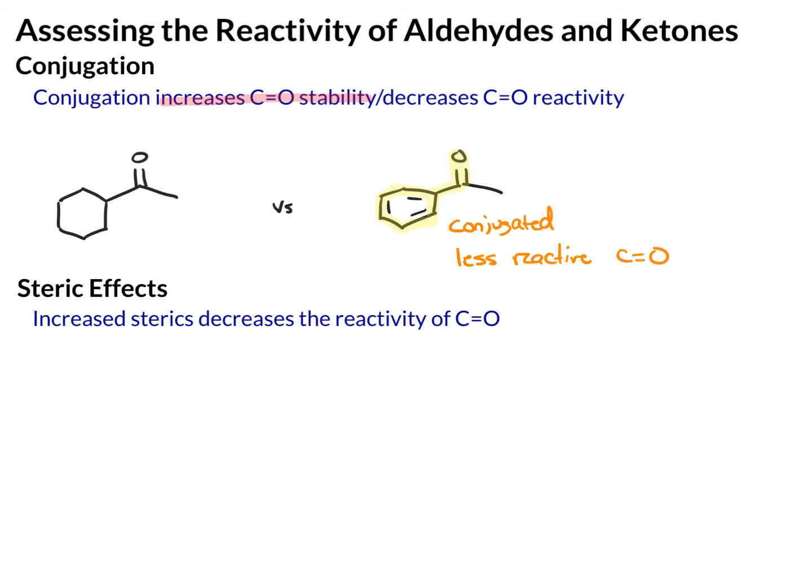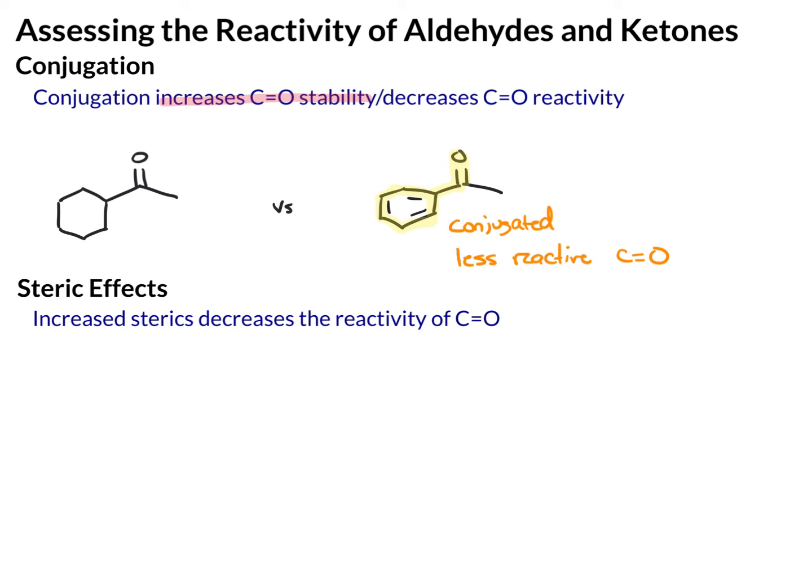Think of it like this. Why would it want to react with something if you add a nucleophile? That's going to break this pi bond, and that's going to take away the conjugation between the carbonyl and the ring. So if it's happy as is, it doesn't want to react with something else.